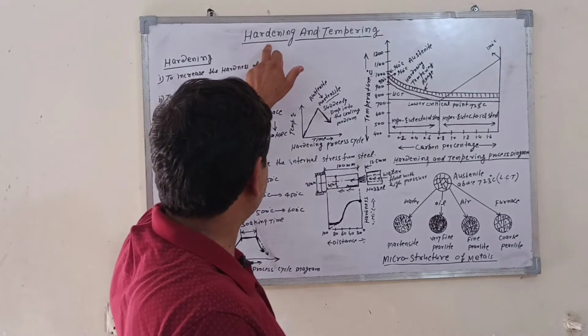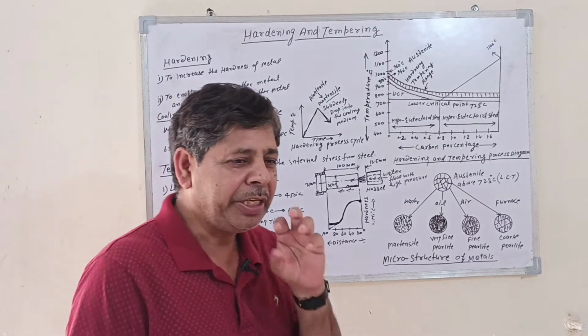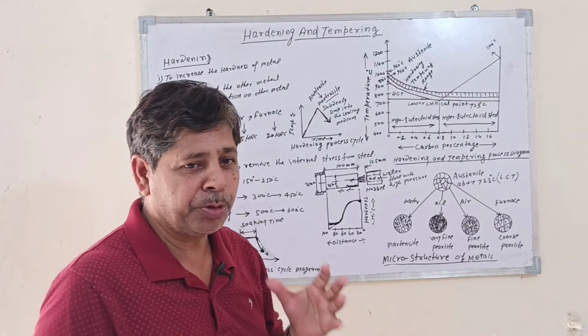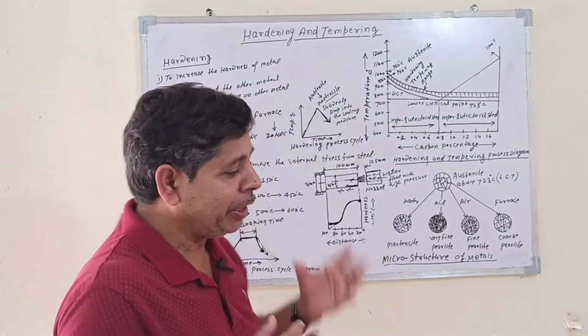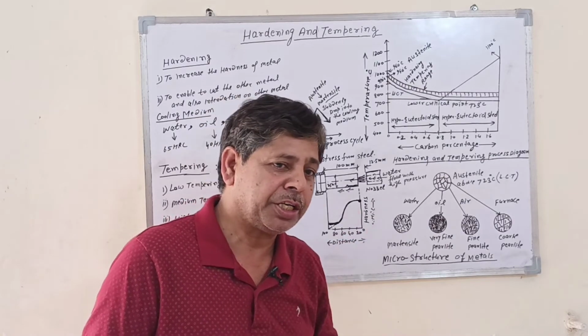Today my topic is hardening and tempering. So what is hardening? It is one of the most important processes of heat treatment, in which the metal is heated at 30 to 50 degrees Celsius above the upper critical temperature.